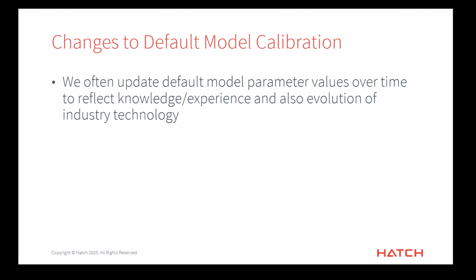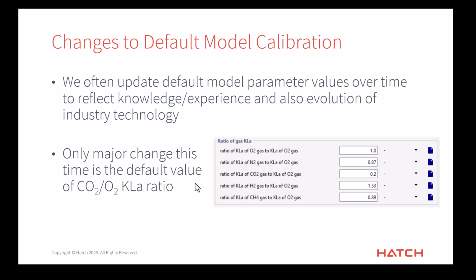So the only one that was of major importance this time around for version 9 is this carbon dioxide to oxygen KLA ratio. This is part of the site's property menu, and this parameter is one of several that relate the gas transfer of other gases, other than oxygen, to that oxygen calculation. So as you're doing aeration of a particular system, you're also allowing for mass transfer of other gases out of the system, typically as you're bringing in that oxygen.